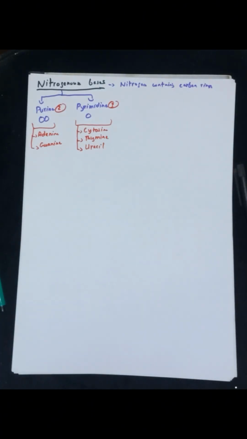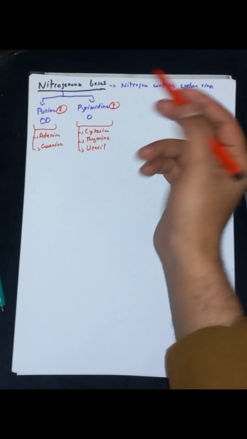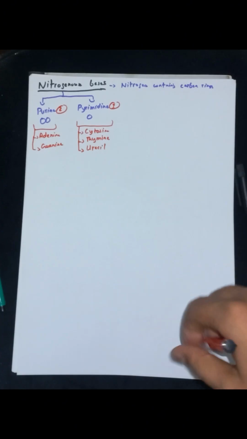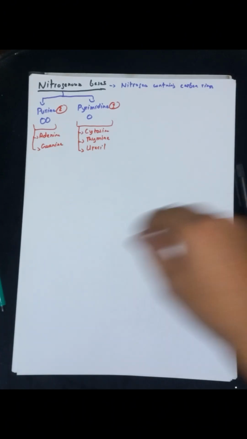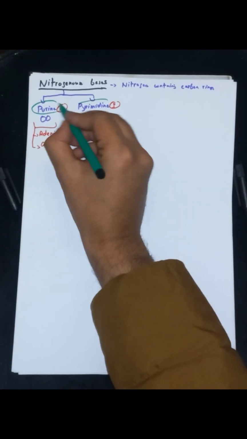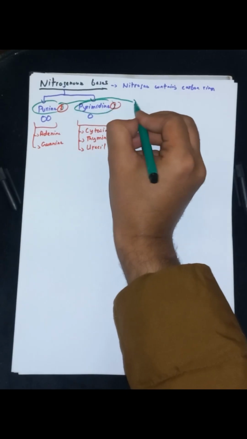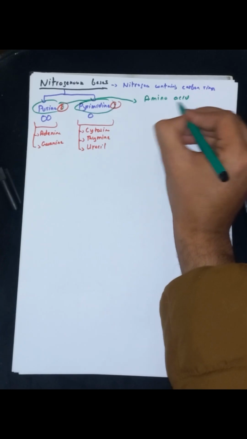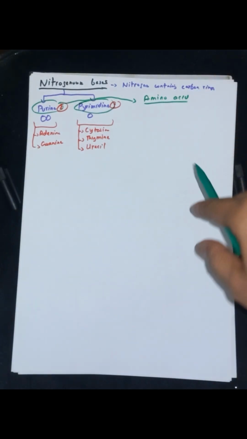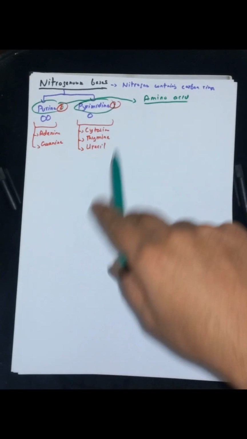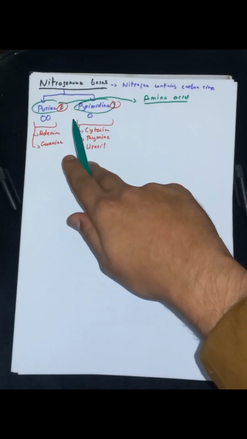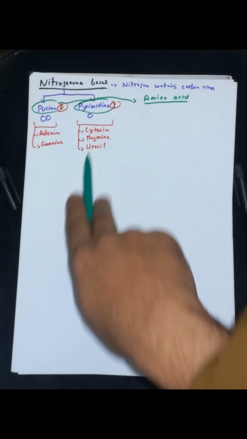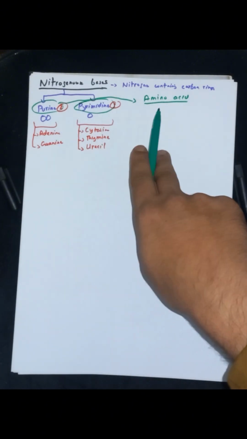Okay, so what are the things which are forming this purine and pyrimidine? They are formed by amino acids. These two are formed by what? Amino acids. Like, what is forming these nitrogenous bases is amino acids. There are two types of nitrogenous bases, purine and pyrimidine, and they are formed by amino acids.